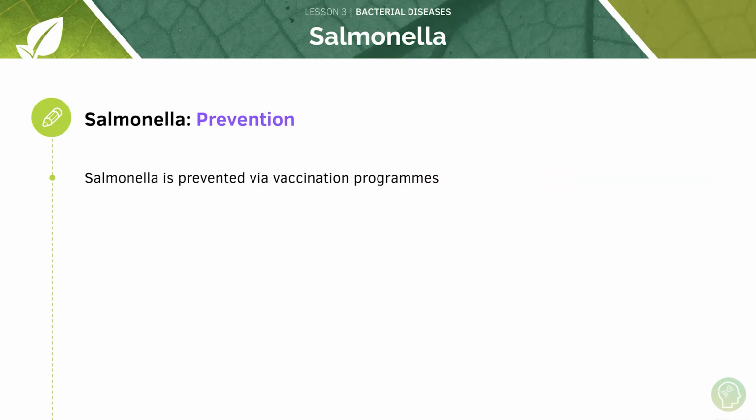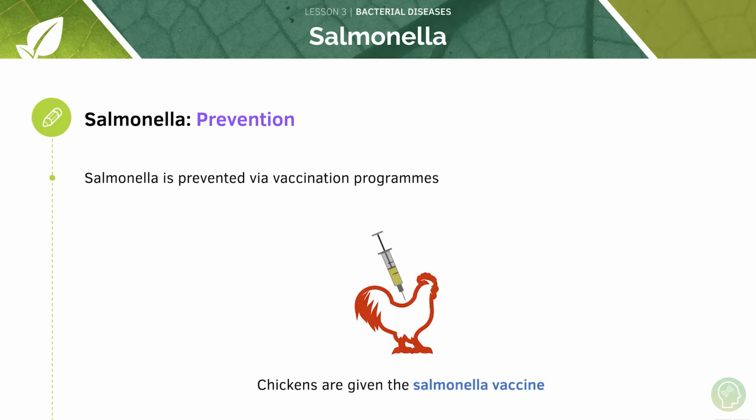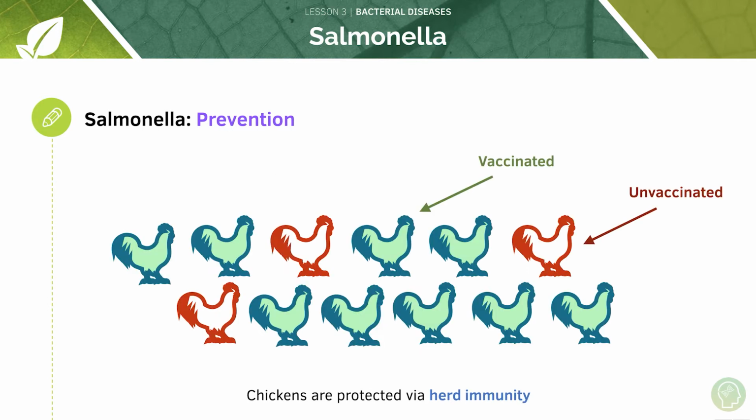Salmonella can be prevented via vaccination programs, but vaccination of chickens, because chickens are the primary mode of spread of Salmonella. Vaccination forms a good way of preventing the spread of Salmonella because of this concept of herd immunity. This concept states that if most chickens are vaccinated, then Salmonella is unlikely to spread amongst the population.